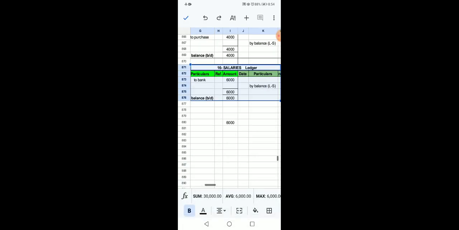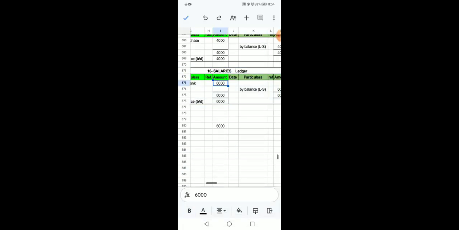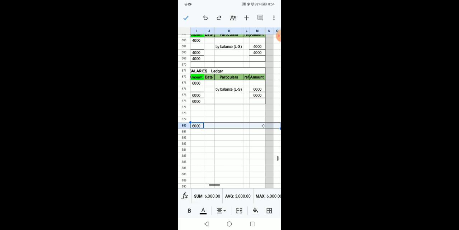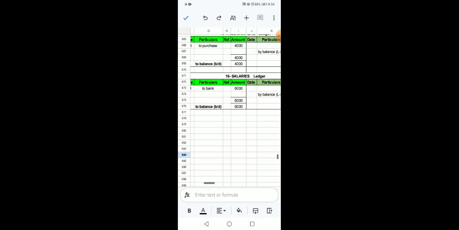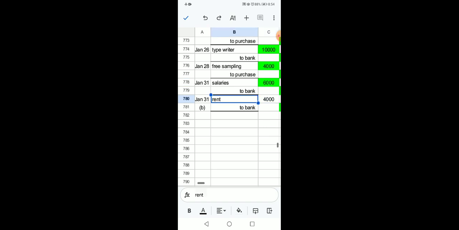Mark it as done by putting the closing line. These two balances were written just for reference. Now they are not needed. Erase them. So the salaries ledger is completed. It's time to see if there is anything else in our journal. Salaries we were making, it has been marked done. Only one entry left. So we are now going to make the ledger for rent.